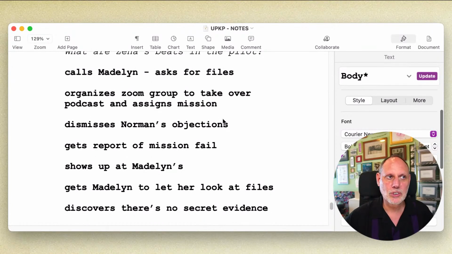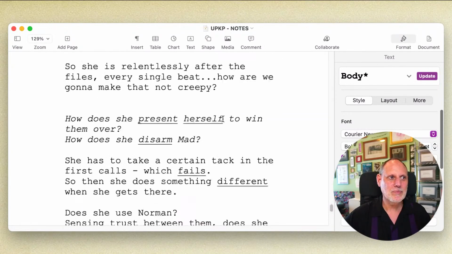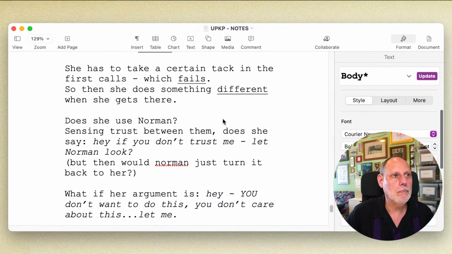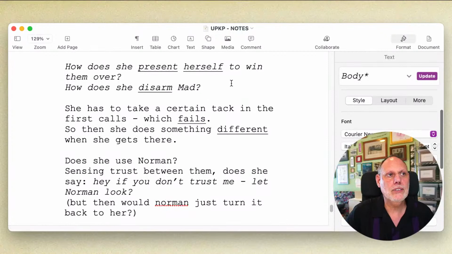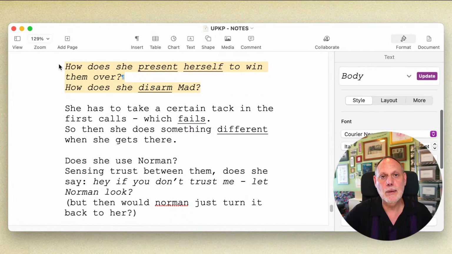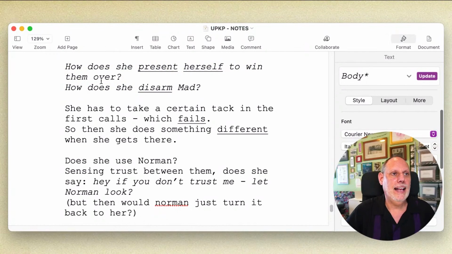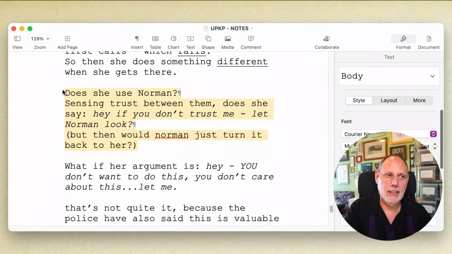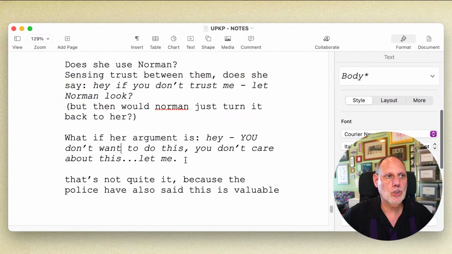And that brought up another question, which was, how does she present herself to all these people to disguise the fact that she's a murderous villain? I tried to think about different ways that she's disarming people, that she could be convincing them that she's just wanting to help. And I thought maybe she tries to get Norman and say, like, hey, maybe trust Norman, don't trust me. It was too complicated. So then I brainstormed another thing.